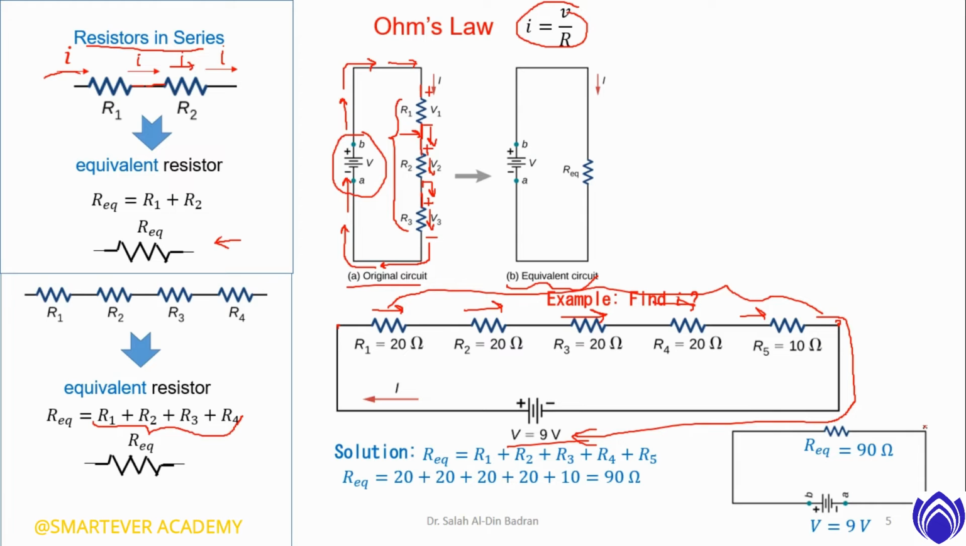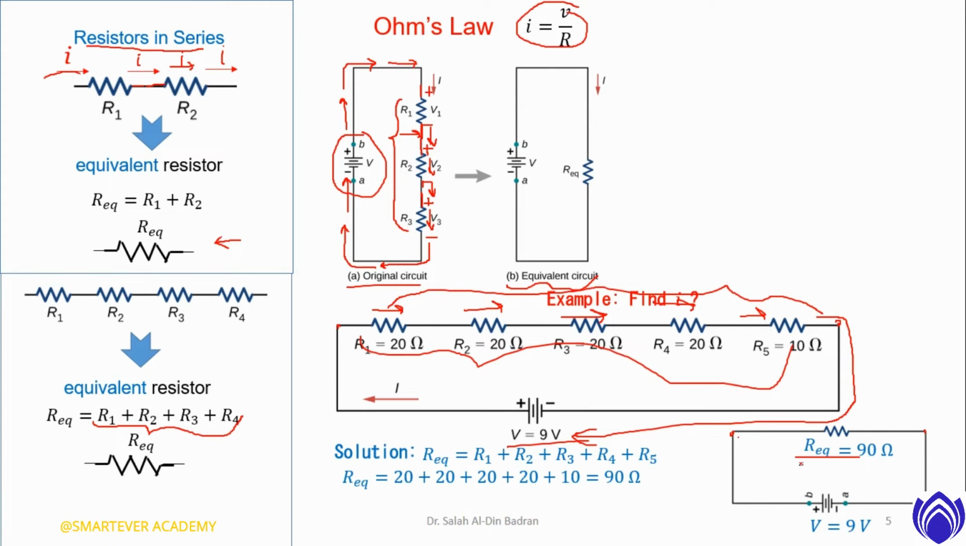And these are the points that we mentioned here. You see, this point is this point. This point is this point. And these are the resistors. Now, the equivalent resistor is this one. So now we have a simple circuit. We can find the current.